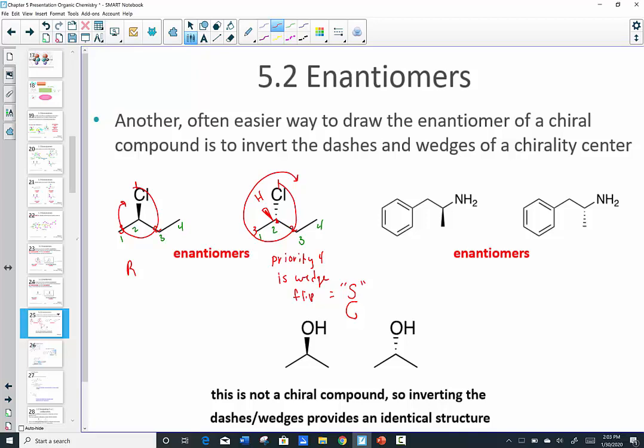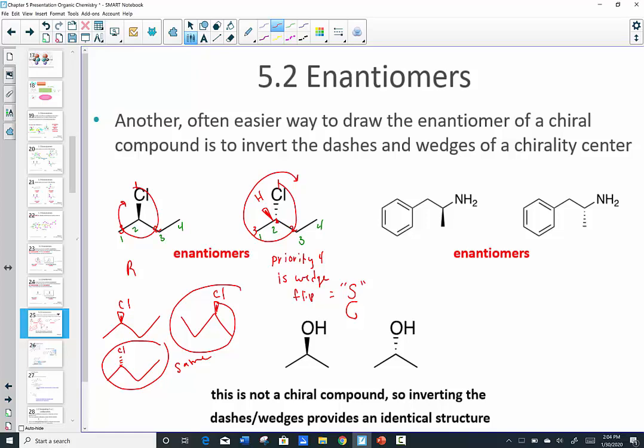We can draw the mirror image, and so just as we did on the previous page, if this is the original compound, I can certainly draw the mirror image. And when I do so, I've created the opposite, or enantiomer, the opposite rotation. Or we could simply draw the molecule as it is and change whatever is a wedge to a dash, and we've accomplished the same thing, that these are indeed the same molecule.